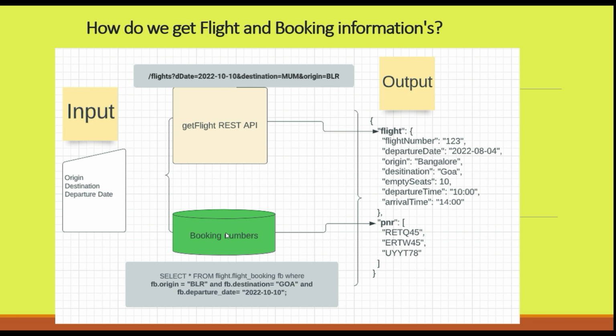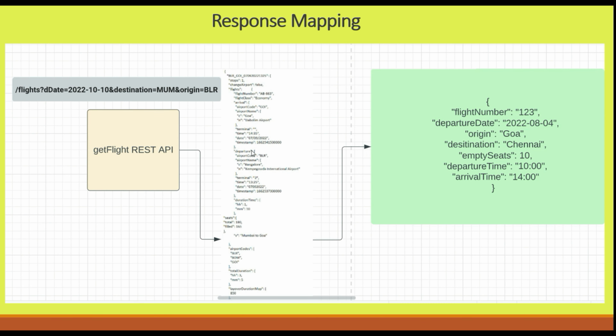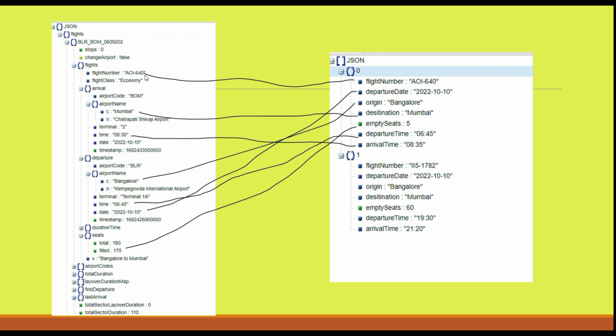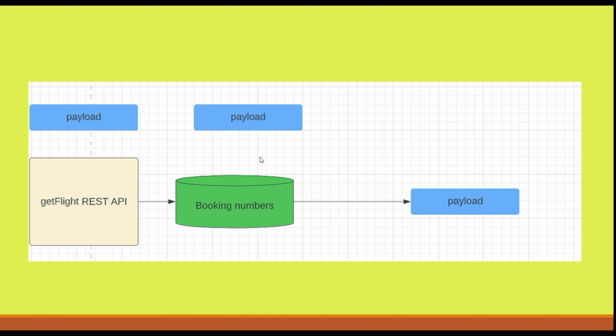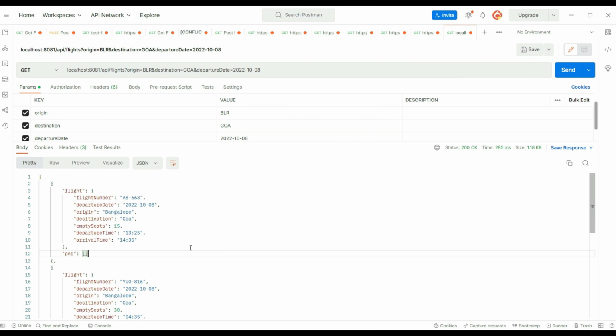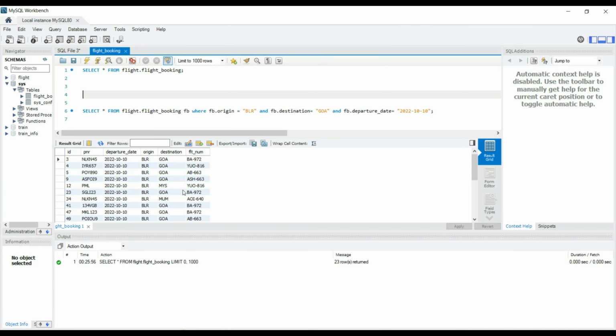So now we have to get the booking numbers. So we have to call a database by using an input, origin, destination, and departure date, and give the PNR information in the response. So this is the response mapping we did. We did extract the information from our flights and mapped it to the flight information fields. So currently we have empty PNR array, but we can get that information from the database.